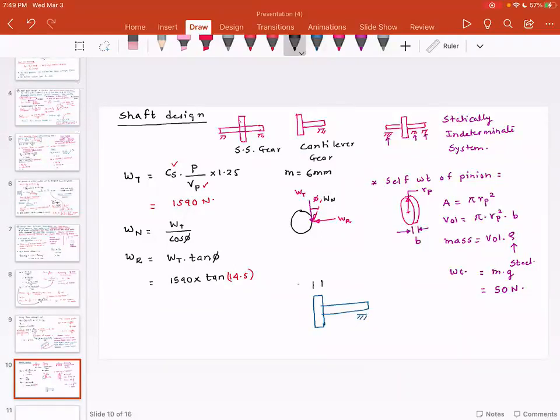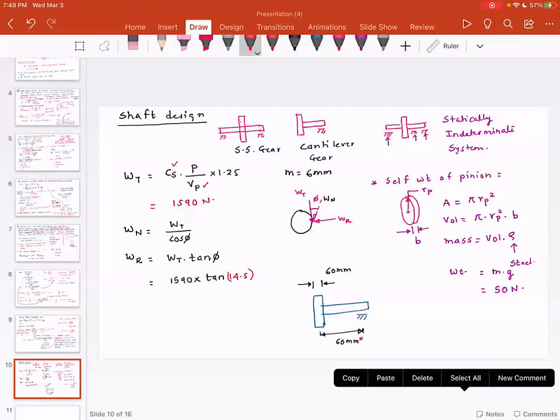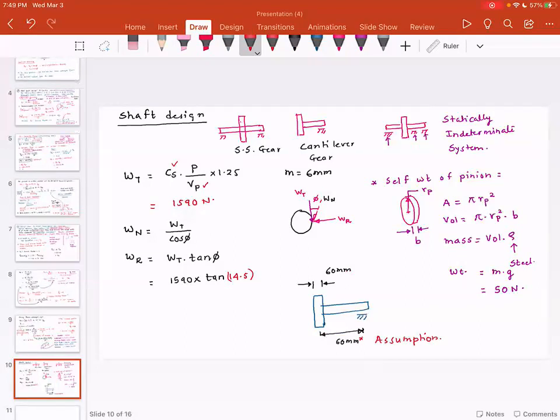Let me note down the dimensions that we have. This dimension is 60 millimeter. So the obvious question is, what should be this distance? To be honest with you, this distance depends upon the gearbox design. But in this particular case, I'm going to assume this as the same as the face width of the gear. So I'm going to assume this to be 60 millimeter. But again, this is an assumption. Unless this value is given to you, you can take this value to be 60 millimeter or 100 millimeter or 120 millimeter, some reasonable value.